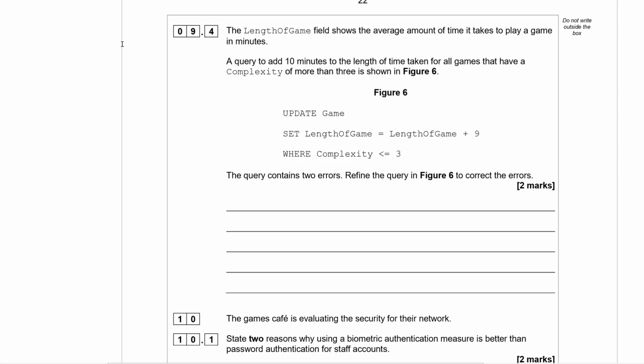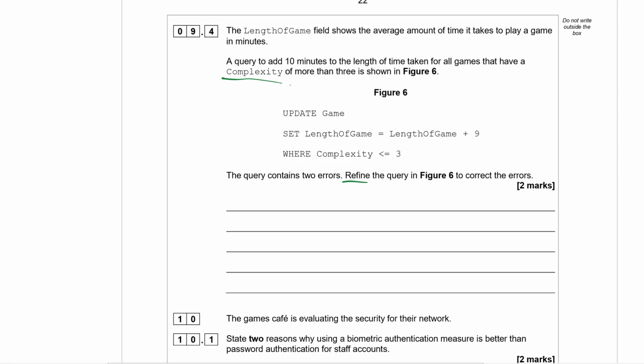So the length of game field shows the average amount of time it takes to play a game in minutes. A query to add 10 minutes to the length of time taken for all games that have a complexity of more than 3 is shown here. It contains 2 errors. Refine the query to correct the errors. So refine is a keyword, meaning we are changing it to make it better. Right, so we're adding 10 minutes to just the records with a complexity of more than 3.